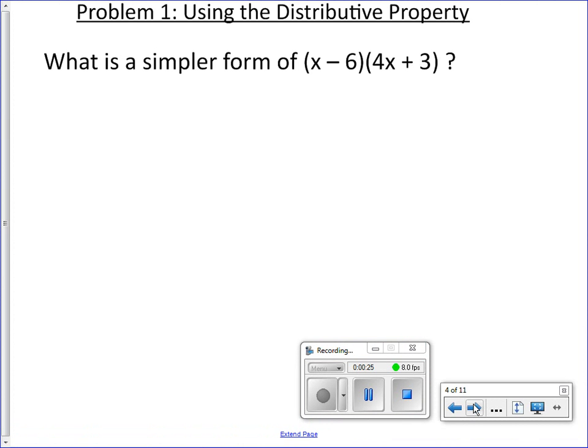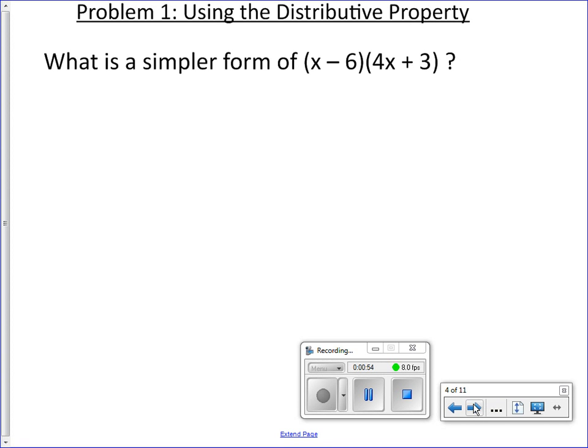All right, so we're going to go right into the problems. We're going to show you several different ways that you can use to multiply polynomials together, and you may use any method that you wish. I will not dictate to you that you have to use the distributive property, or you have to use a table, or you have to use the FOIL method, but you can use whichever method you prefer.